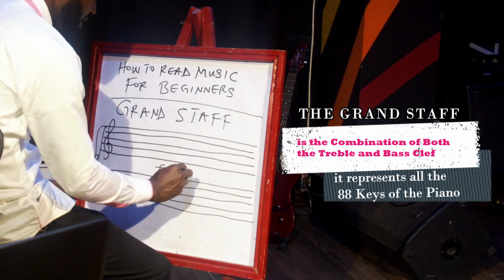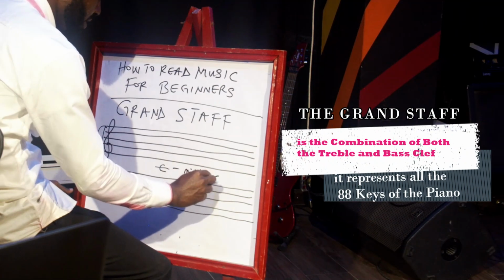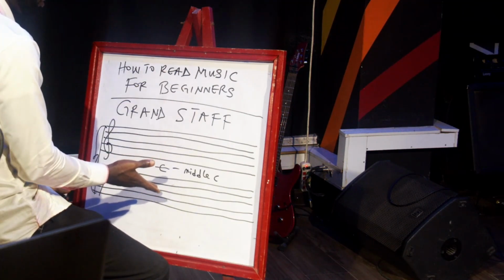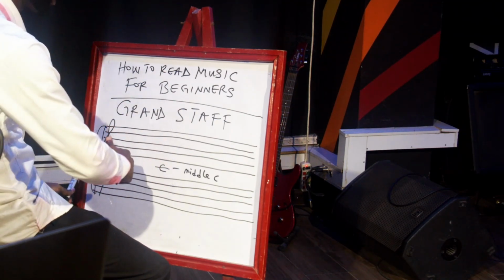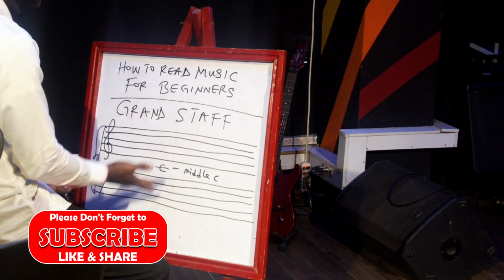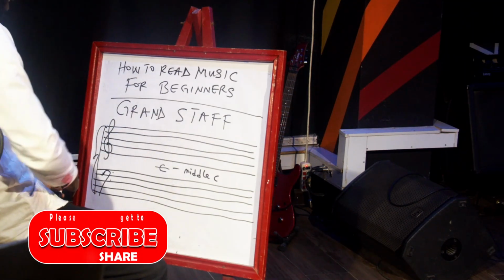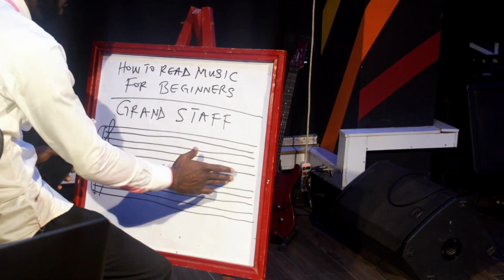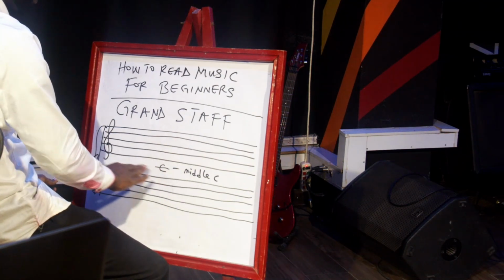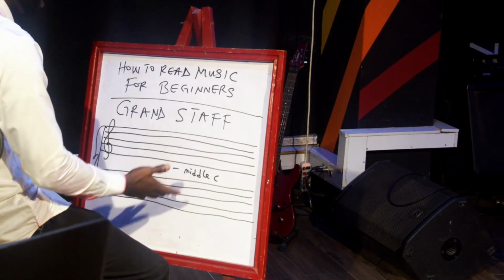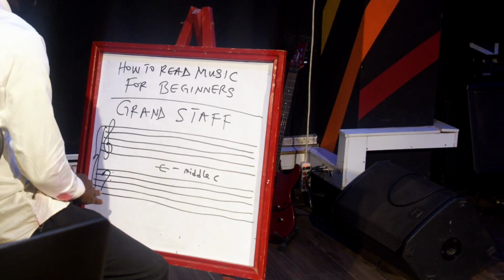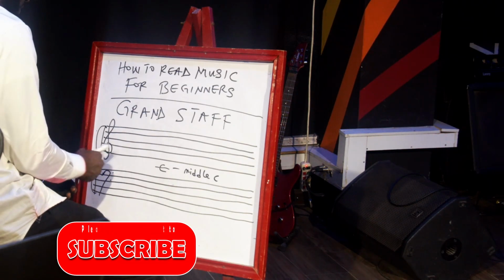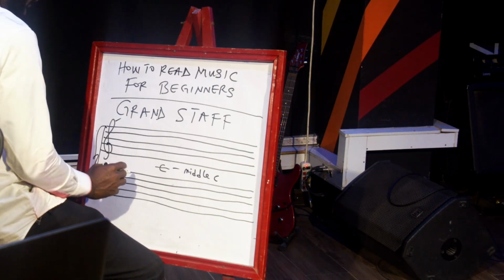Now, this is what we call the middle C. It's the pivot point, like a link bridge between the two staffs, between the low range and the high range. So this is the letter C here. We call it the middle C because it is the mid-range, or the linking point, between the bass and the treble clef. So this is the treble clef. You can see here, treble clef, and you have the bass clef.